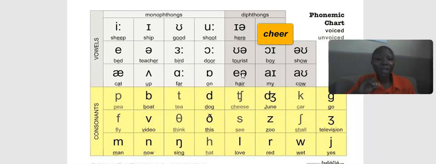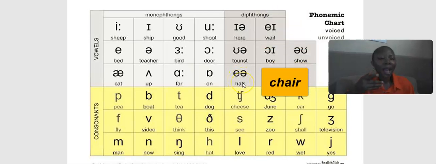But non-native speakers tend to pronounce words with this particular sound as though it contains this other sound. For instance, we have C-H-A-I-R. It is pronounced as chair, not cheer. Chair. I am sitting on a chair. So C-H-A-I-R is pronounced chair. C-H-E-E-R is pronounced cheer.